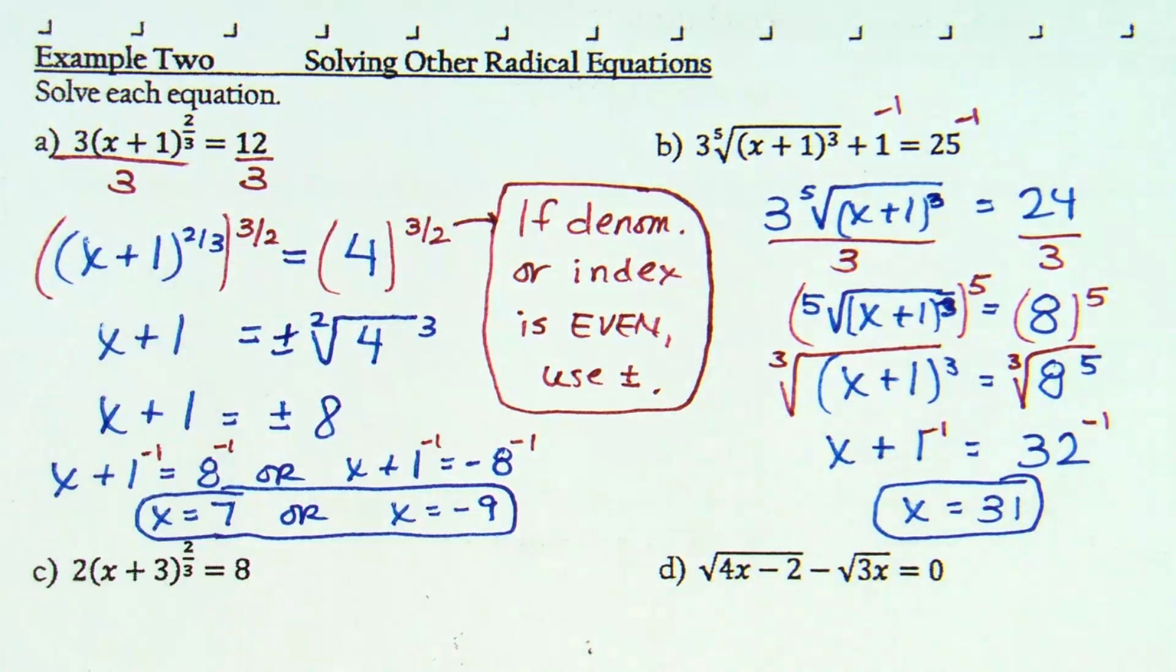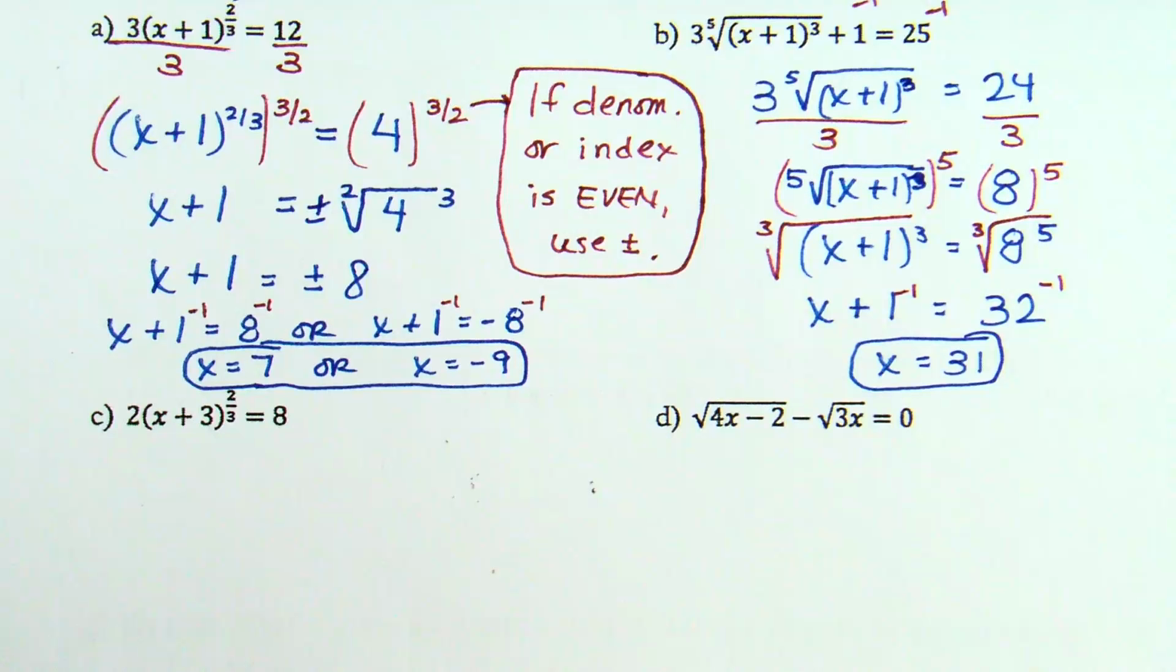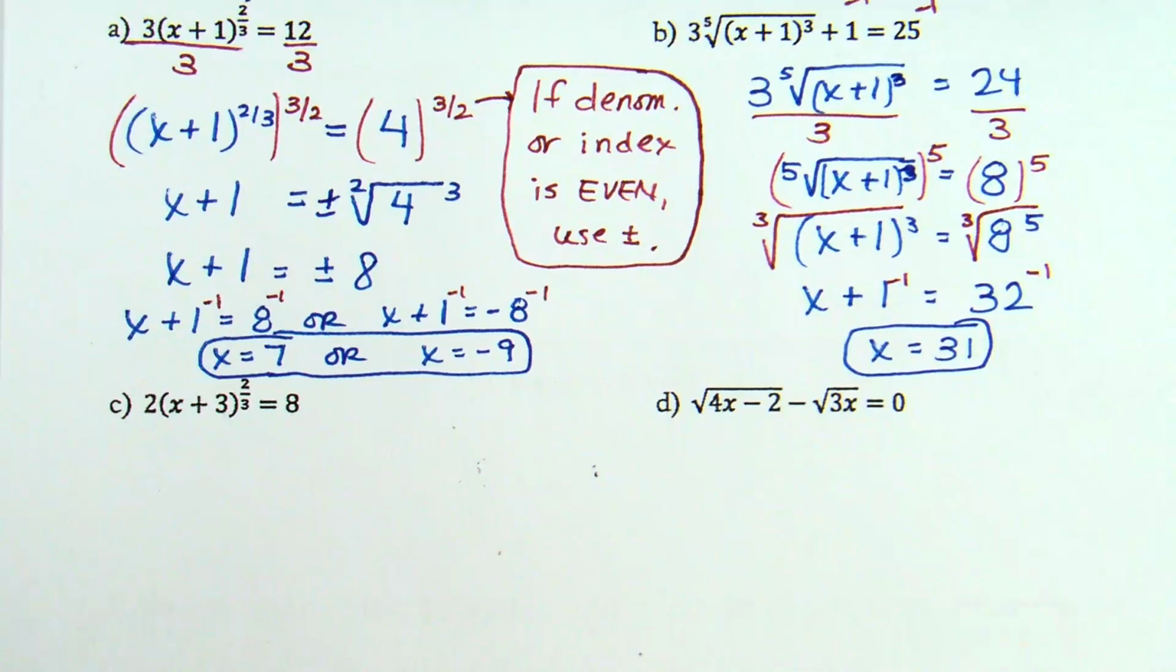Otherwise, do both in one step. That way there's less room for error, because that way you have 2 steps. If you mess up on the first step, then you're 6 steps wrong, and everything else is wrong. Okay, example C. 2 times (x plus 3) to the 2/3 equals 8.